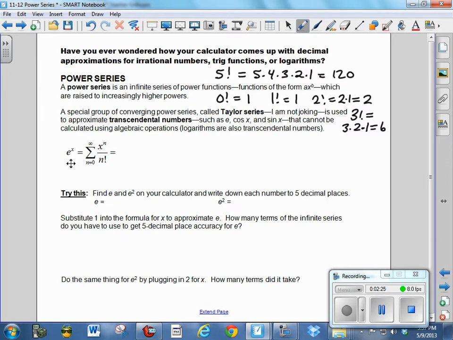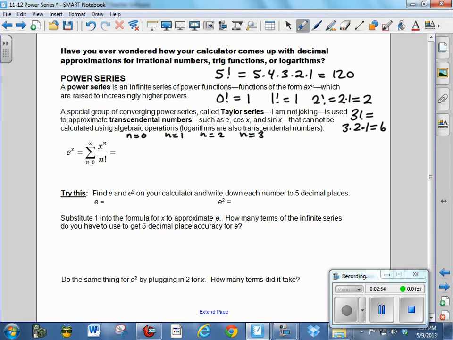So, for example, if I wanted to find e to the first power, I would put 1 in for x in this sequence. If I wanted to find e to the second power, I would put 2 in for x. If I wanted to find e to the 3.5, I would put 3.5 in for x. But the n's are just counted up with each succeeding term. So let's see what this looks like if we write out the terms of this sequence: n equals 0, n equals 1, n equals 2, n equals 3, and so forth.